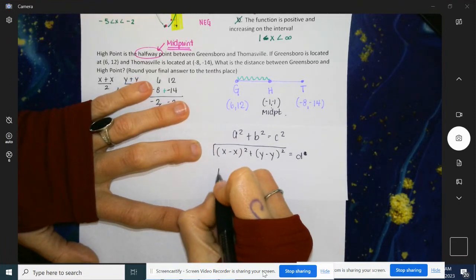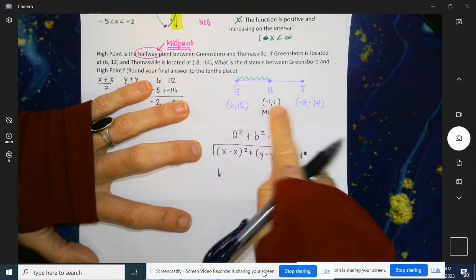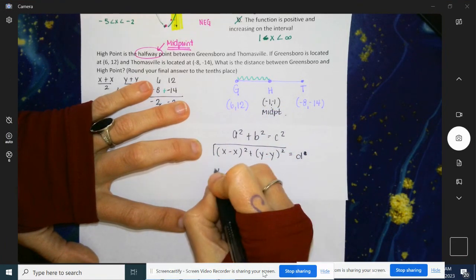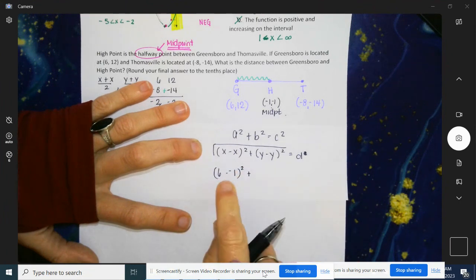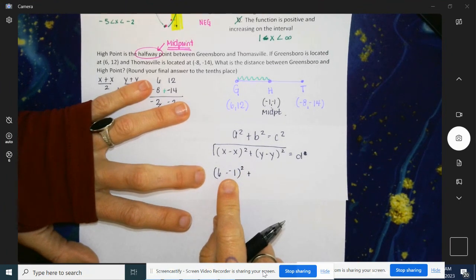So 6, I'm going from G to H, minus 1. When I minus minus, what happens to that negative? What happens right here? What operation does this turn into?